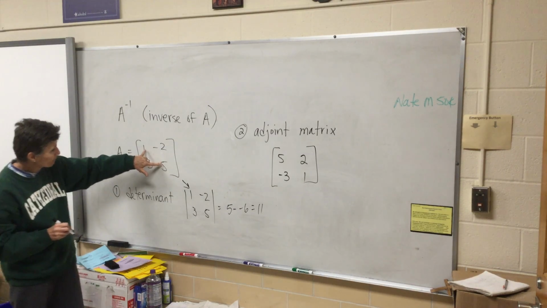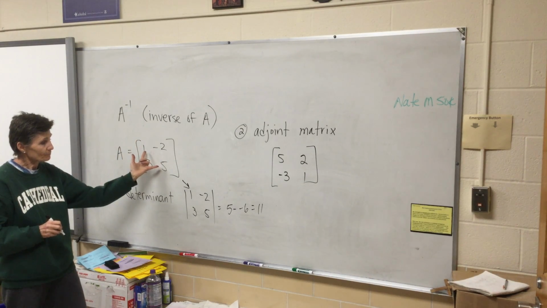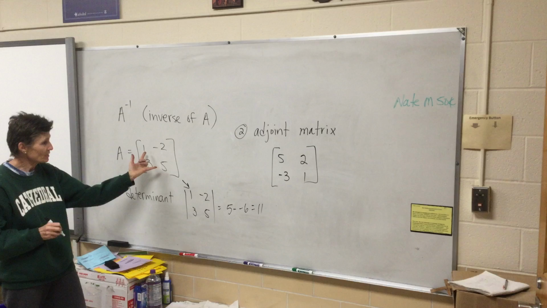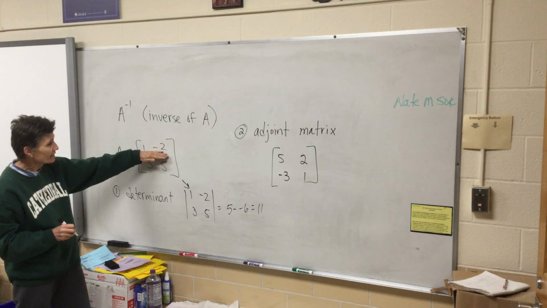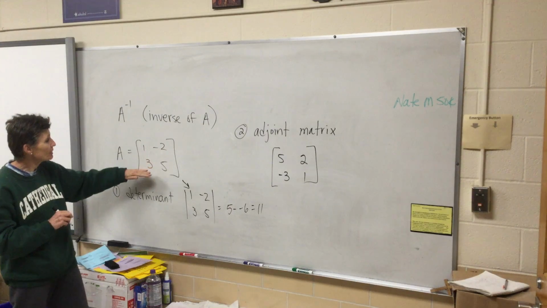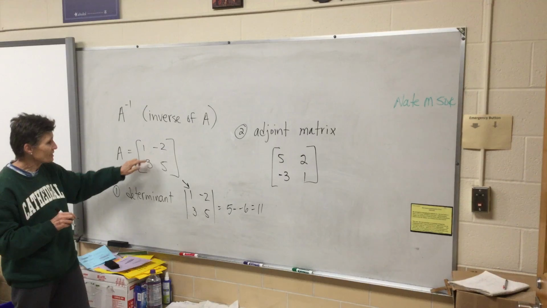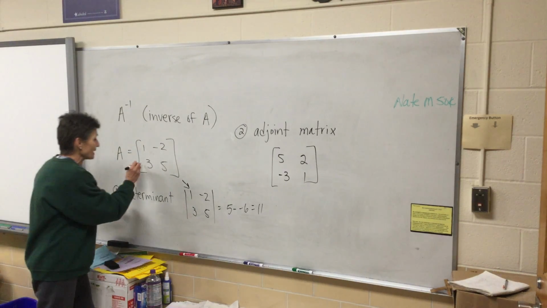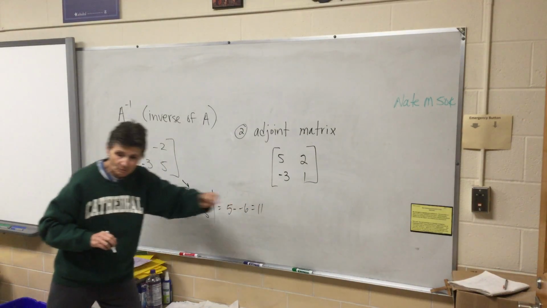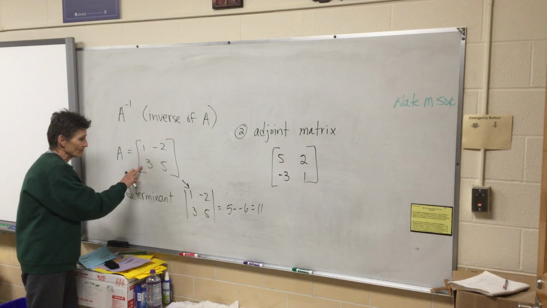So these two numbers switch places, physically switch, and these two become the opposite. So a negative 2 becomes a positive 2, a positive 3 becomes a negative 3. Now I'm not switching these two signs back and forth. If this had been a negative 3, that would be a positive 3. You make them the opposite of whatever they are.